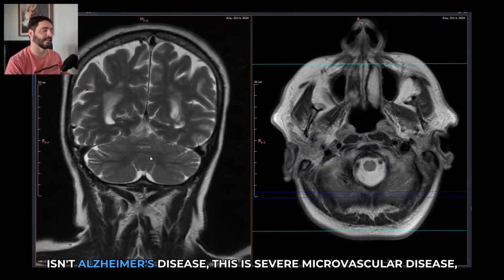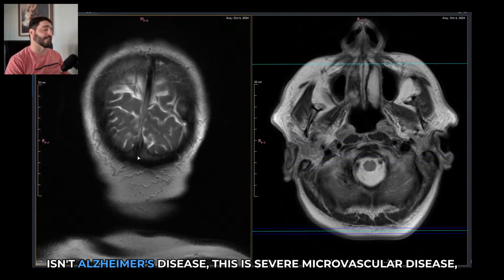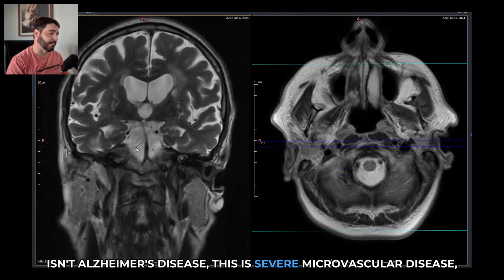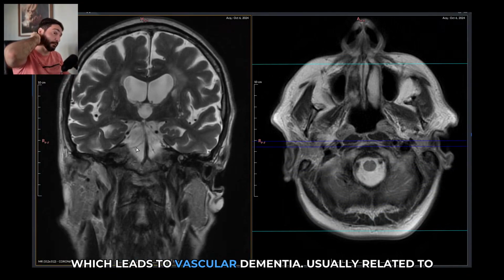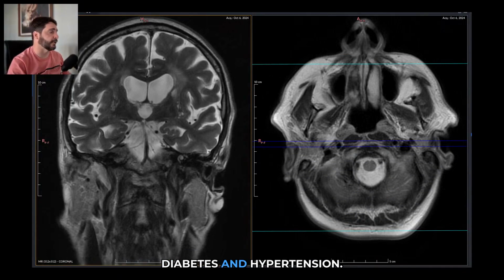So this isn't Alzheimer's disease. This is microvascular, severe microvascular disease, which leads to vascular dementia, usually related to diabetes and hypertension.